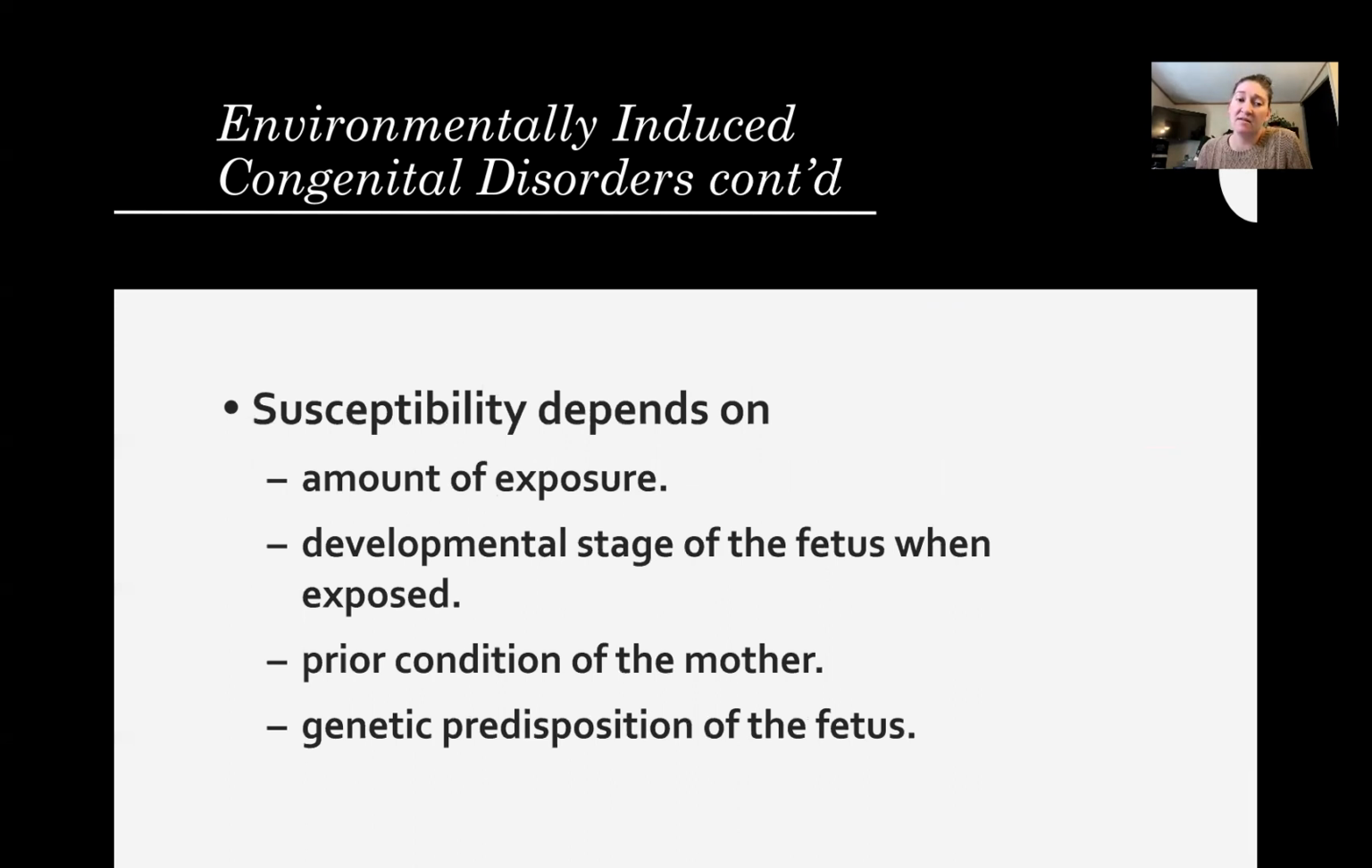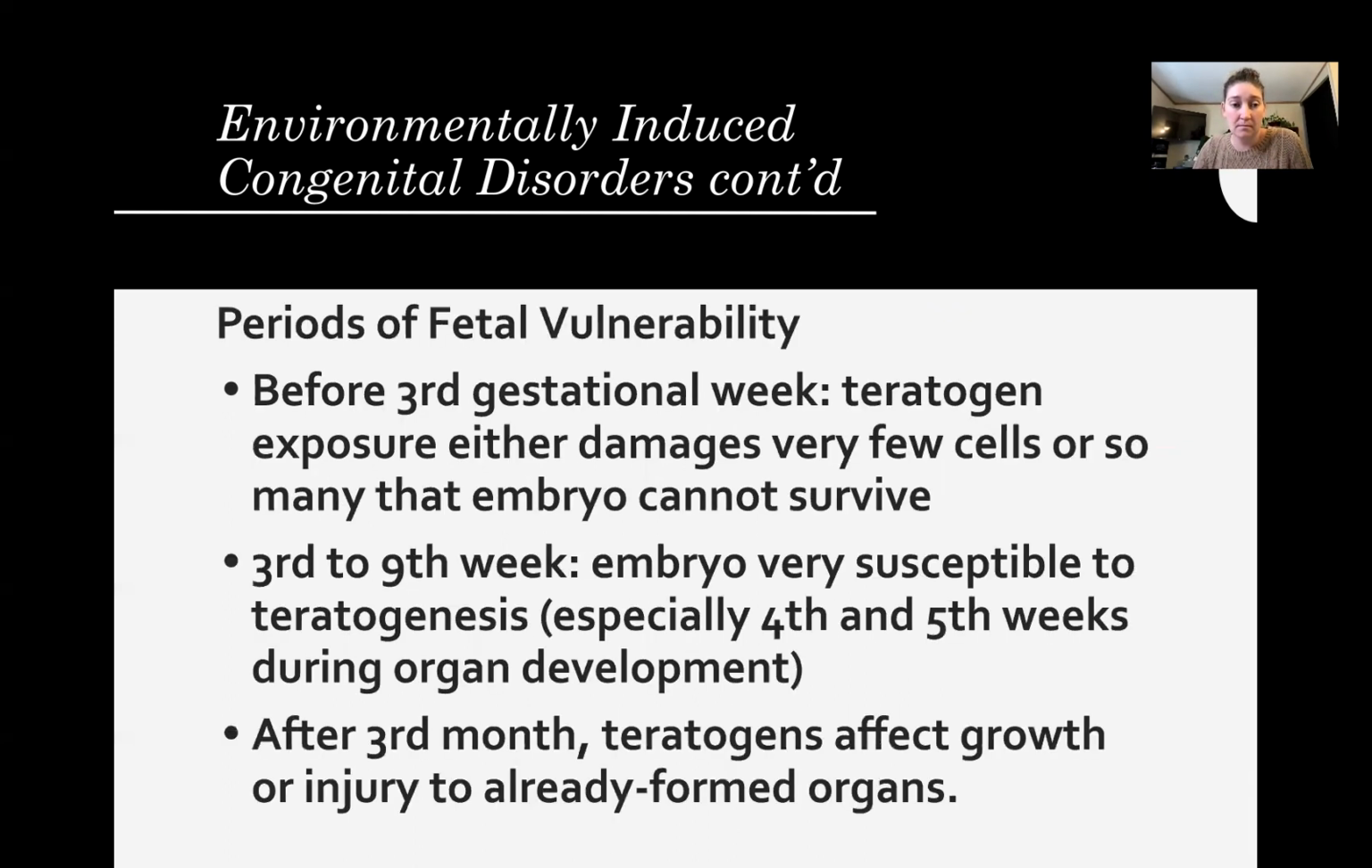So the susceptibility depends on the amount of exposure, developmental stage of the fetus when exposed, prior condition of the mother, and the genetic predisposition of the fetus. Lots of factors there. So these are some general periods of fetal vulnerability. Before the 3rd gestational week, teratogen exposure either damages very few cells or so many that the embryo cannot survive. From the 3rd to the 9th week, the embryo is very susceptible to this, especially in the 4th and 5th weeks during organ development. And after the 3rd month, it can affect growth or injury to already formed organs.